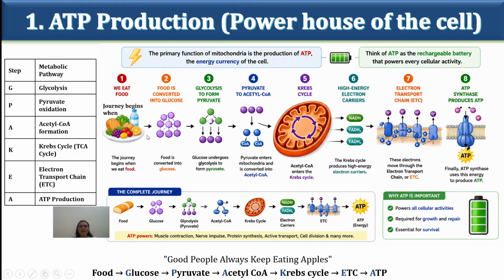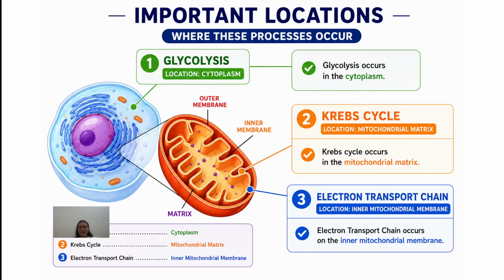So how can you remember how ATP is produced via this journey? Good people always keep eating apple. What you have to remember: good people always keep eating apple. G means glucose, P means pyruvate, acetyl CoA, E for Krebs and electron transport chain, and A for ATP, right? So this is the ATP production.